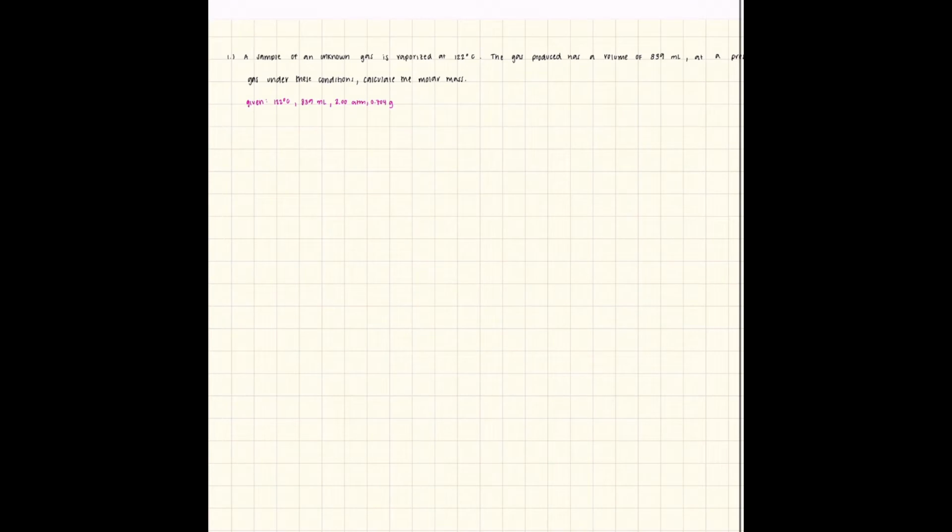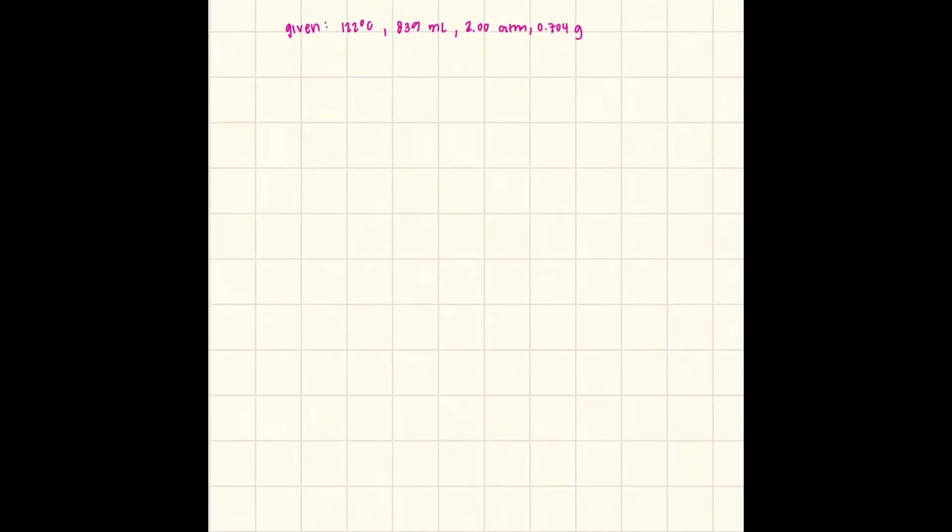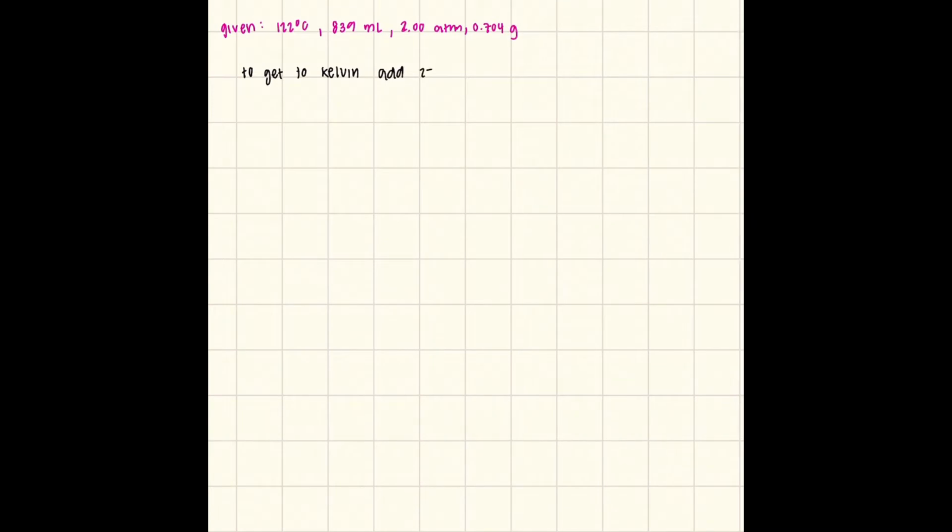So once we have that, I'm just going to focus on this first part of the problem that says a sample of an unknown gas is vaporized at 122 degrees Celsius. The reason we're focusing on this is because we are going to have to convert Celsius to Kelvin. So to get to Kelvin, you are going to need to add 273.15 to the degrees Celsius that was given in the problem.